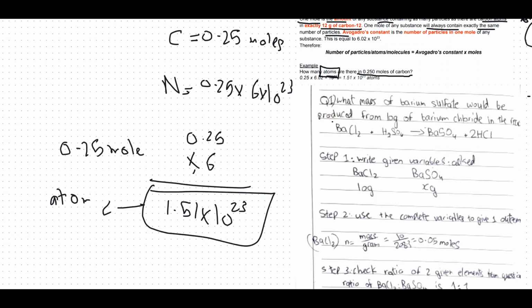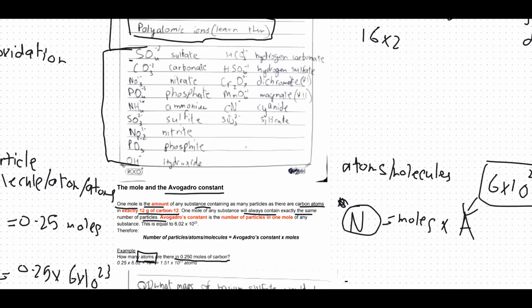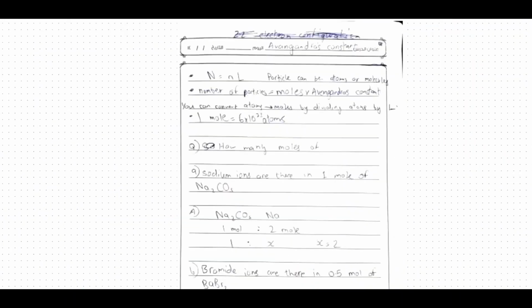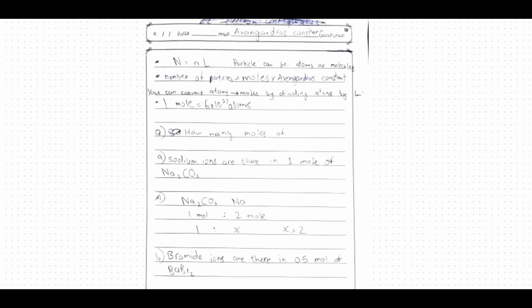Yeah, here I want to focus on this part. Particles can be atoms or molecules. Number of particles, as I said, is moles multiplied by Avogadro's constant. And you can convert the atoms to moles by dividing the number of atoms by 6 times 10 raised to the power 23. So if I had the number of particles, and they told me, hey, convert this number of particles into number of moles.